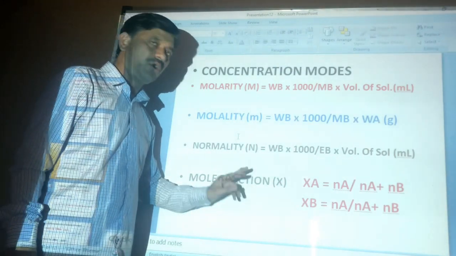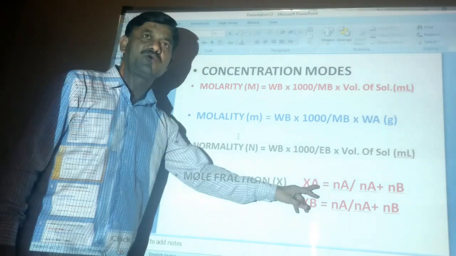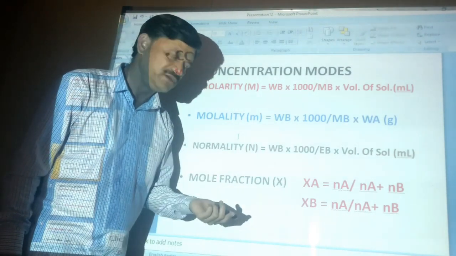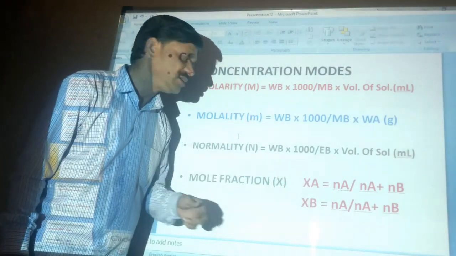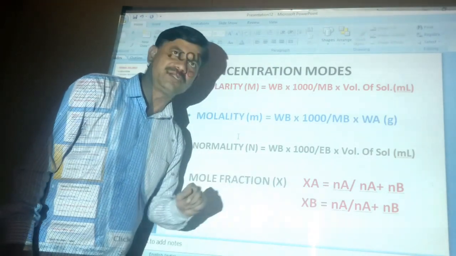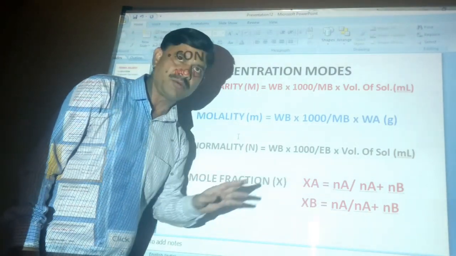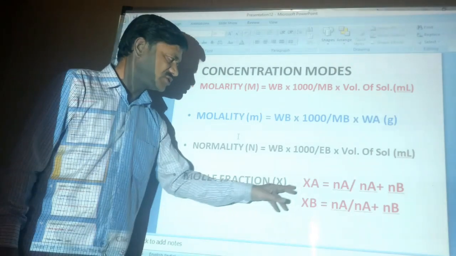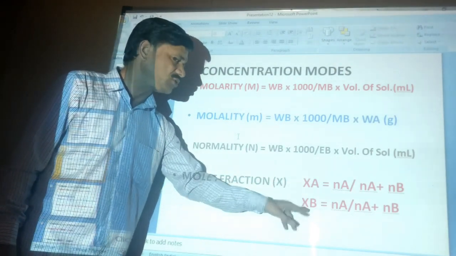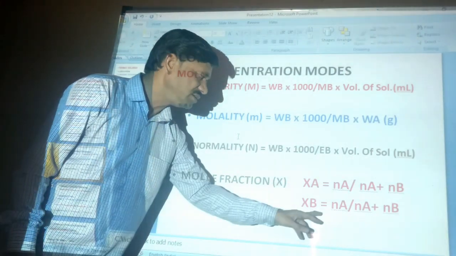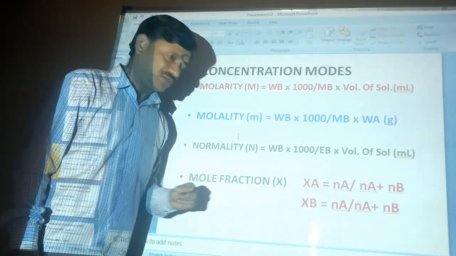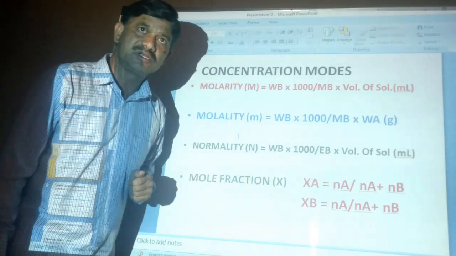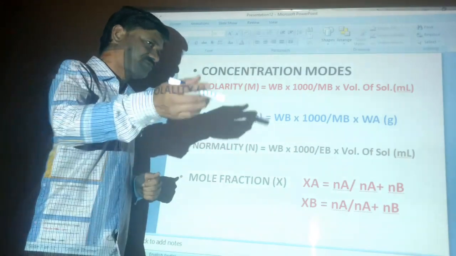Suppose we want to determine the mole fraction of component A, that is the solvent. So what are we going to consider here? The number of moles of solvent divided by the total number of moles in the solution. Similarly, what about the mole fraction of solute? You have to divide the number of moles of solute by the total number of moles.